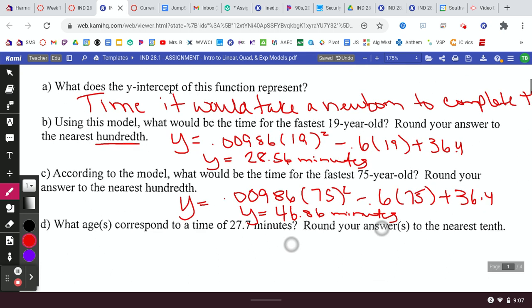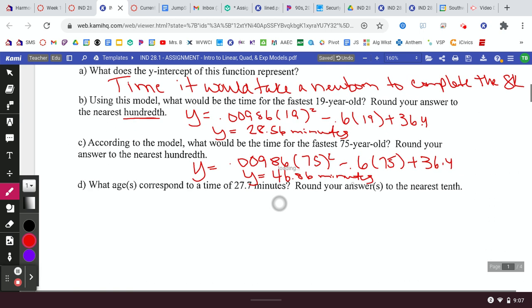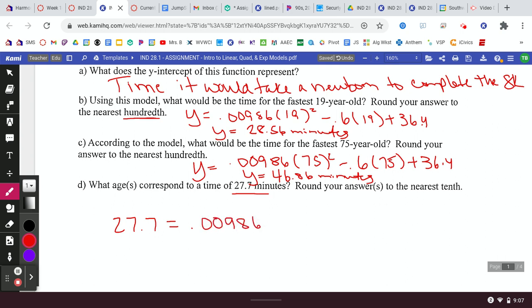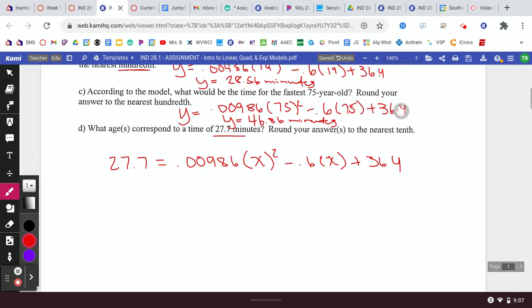Now, this one is the one I really wanted to cover because this one is typically the one that throws everybody the most. So this time we're given the minutes, which is the y. So 27.7 is the minutes, or the y, equals. Then we're going to take that big, long equation. Okay, the only way to do this is the quadratic formula. So it always has to be set equal to 0. So the first thing I did was I subtracted 27.7 from both sides, and I worked it already. What'd I get? 8.7.